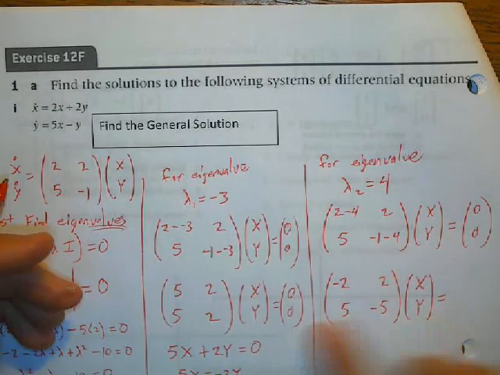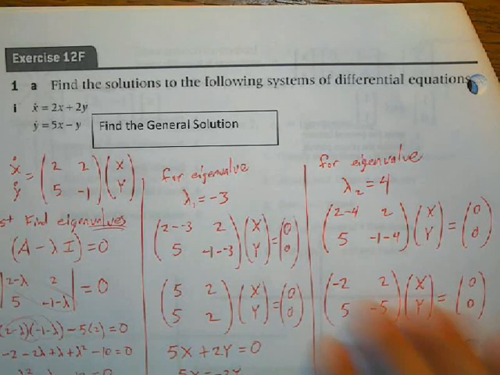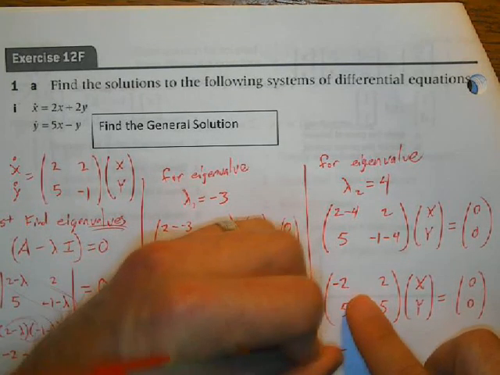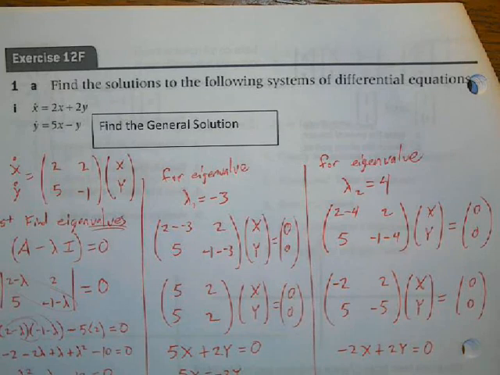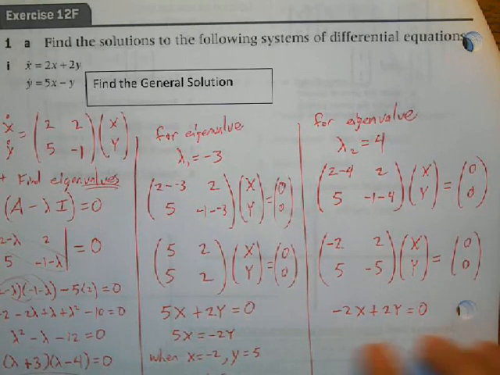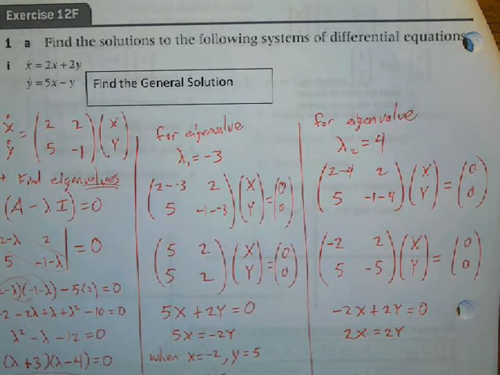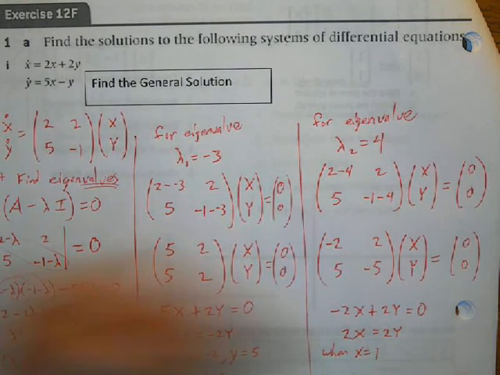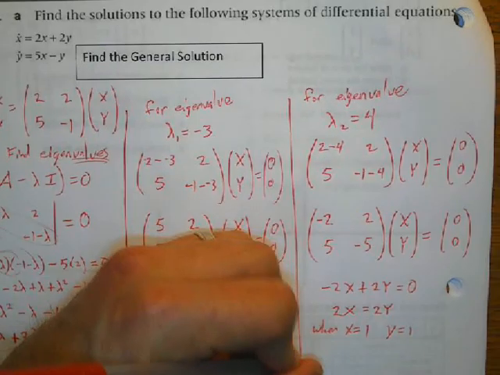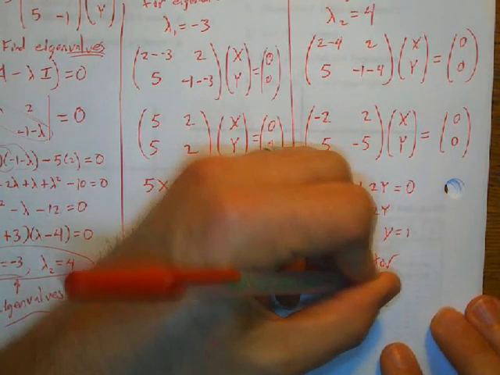These rows should be equivalent, and if they're not, then you've made a boo-boo. Okay, so let's just take this top row. So negative 2x plus 2y equals 0. Now let's simplify this. I end up with 2x equals 2y if I add 2x on both sides. And basically, when x equals 1, y is going to be equal to 1. So I know my eigenvector, I'm going to call it p subscript 2, is equal to 1, 1.